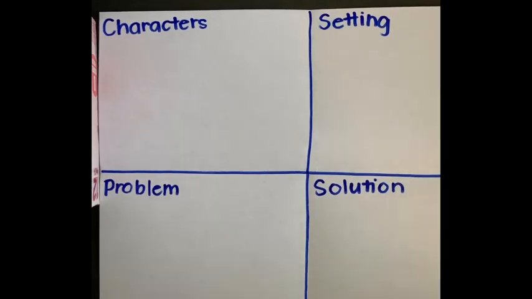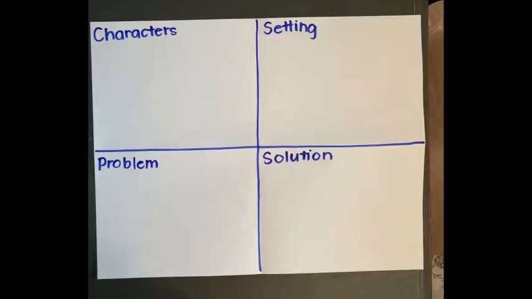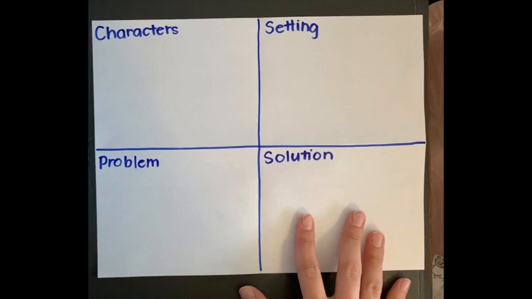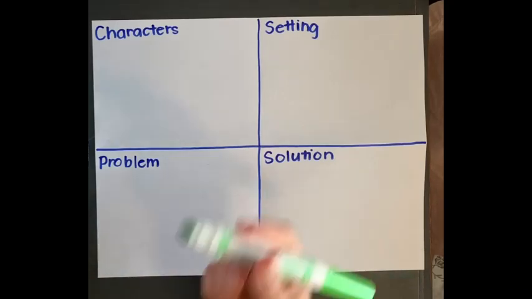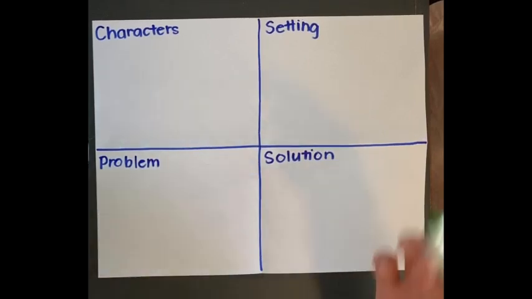So pause the video here and get this. All right, there we go. I just needed to get a little bit more height so we can see this whole sheet of paper. So now that you have this set up, what we're going to be doing is just brainstorming some ideas that we could use for our realistic fiction story that we will be writing.